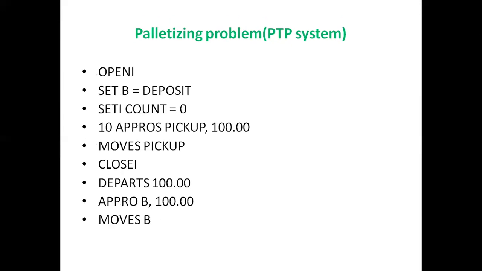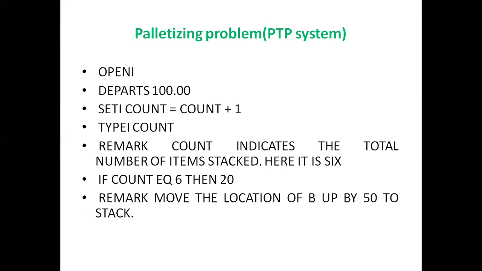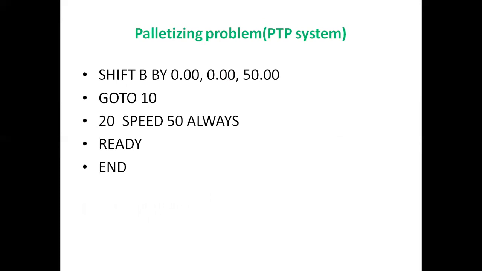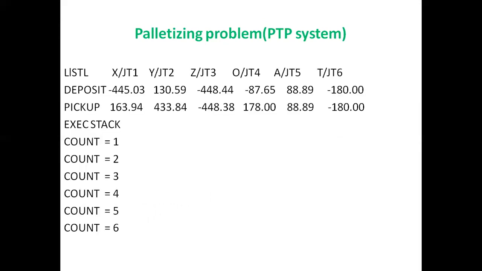So in the palletizing problem, we have to set B for the deposit, we have to set a consequence 0. Set n of the pickup values. We have to go for most pickup, and we'll have a close in the parts, and we have to move. Okay, so this will be carried out with the help of shift B by 4 to 20 speeds. So these are the parts.